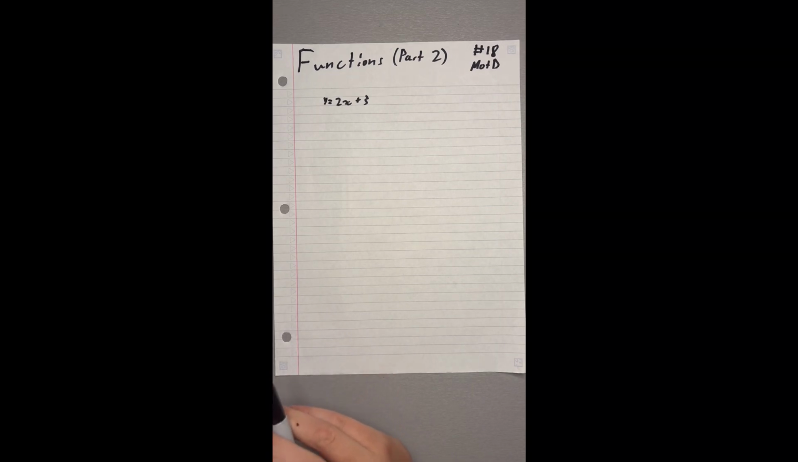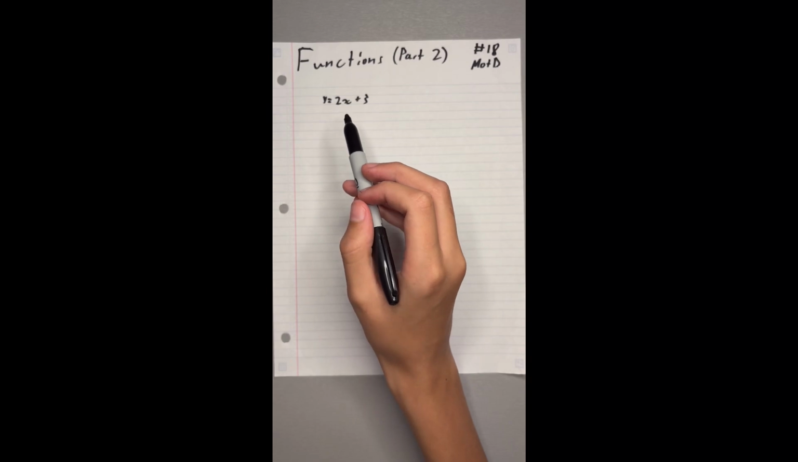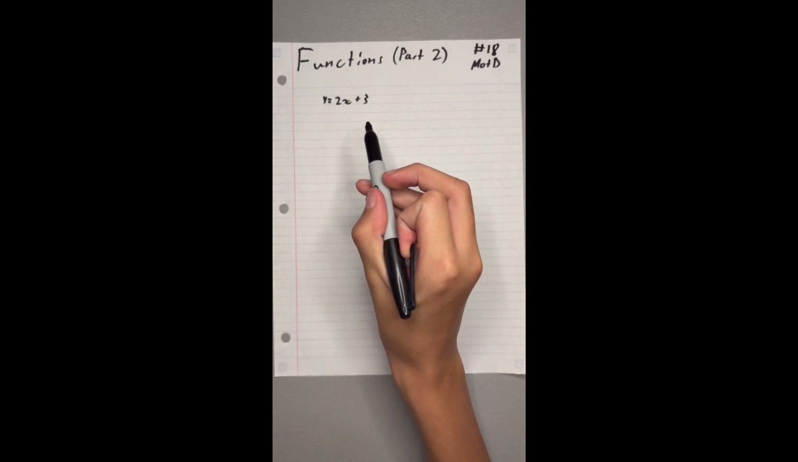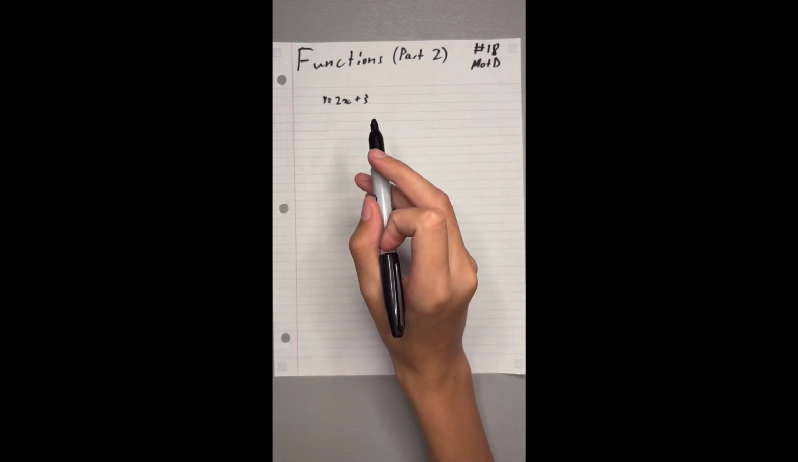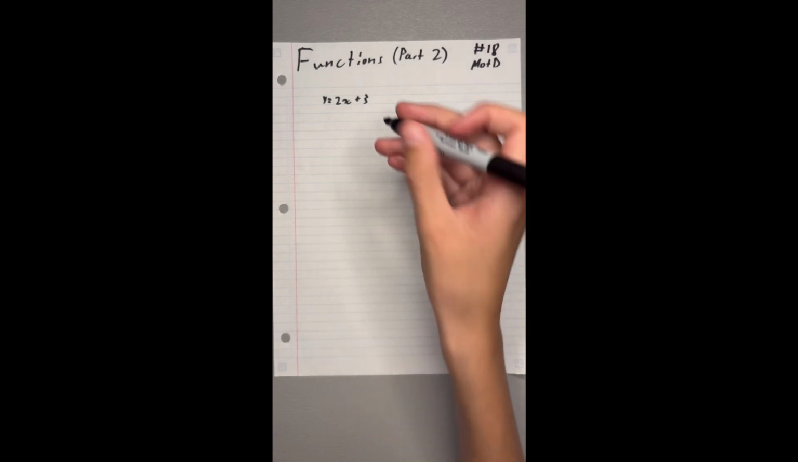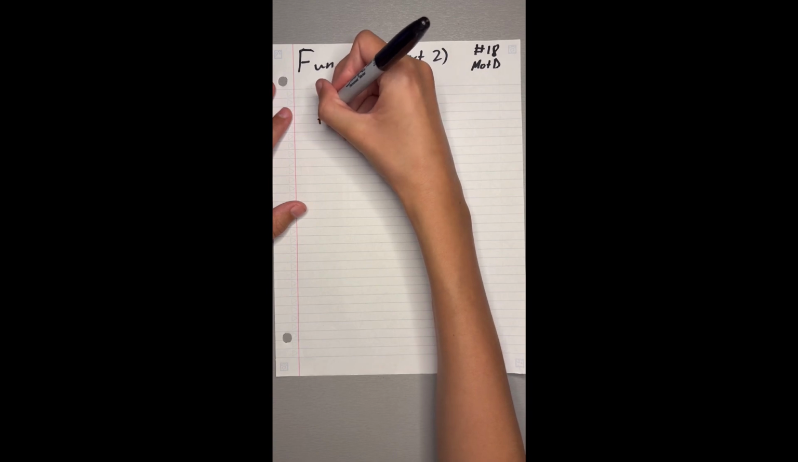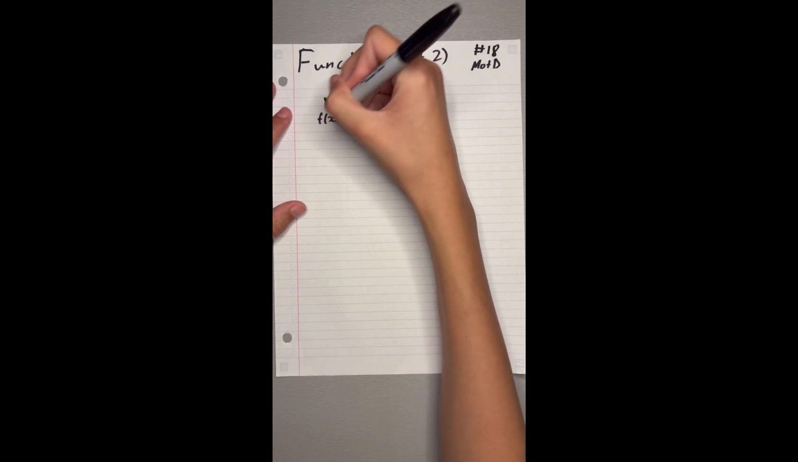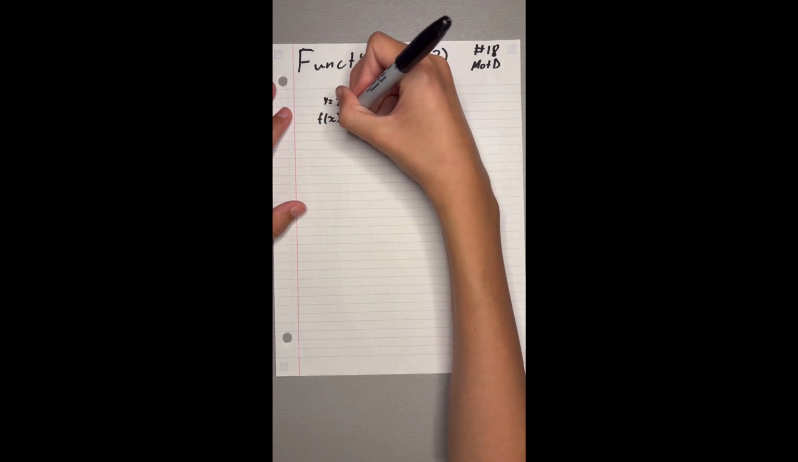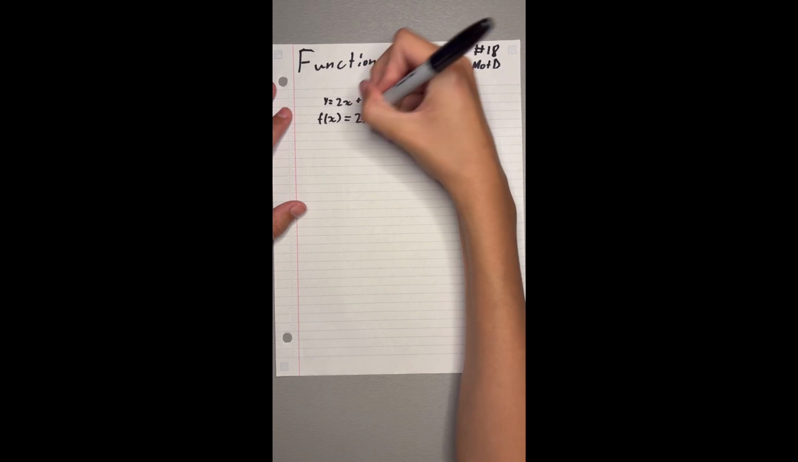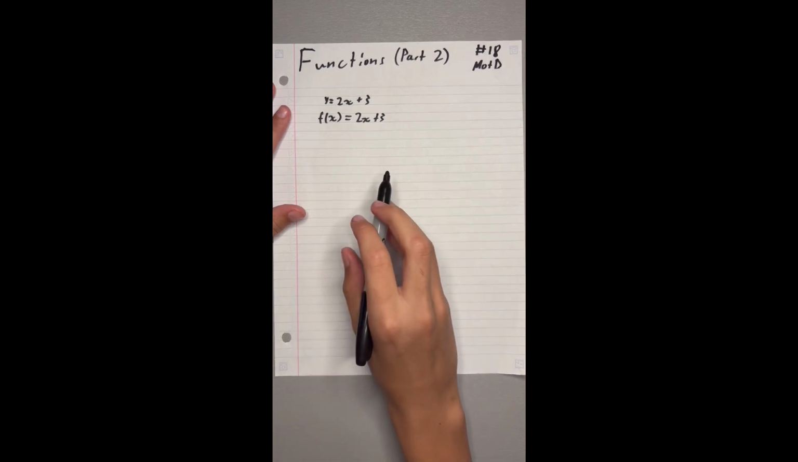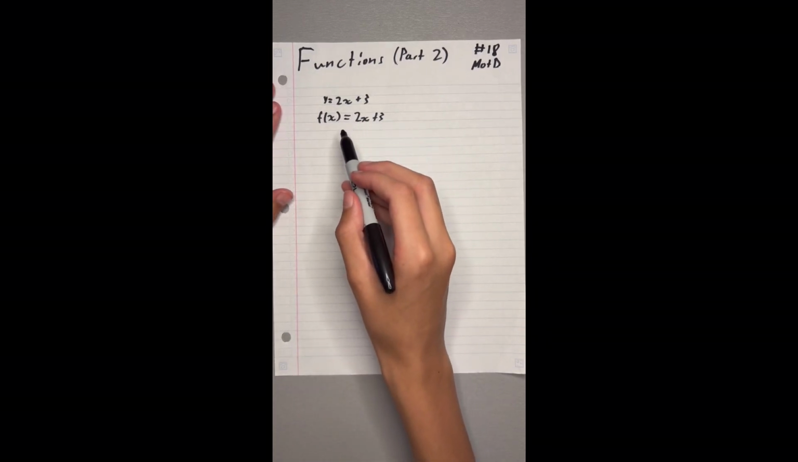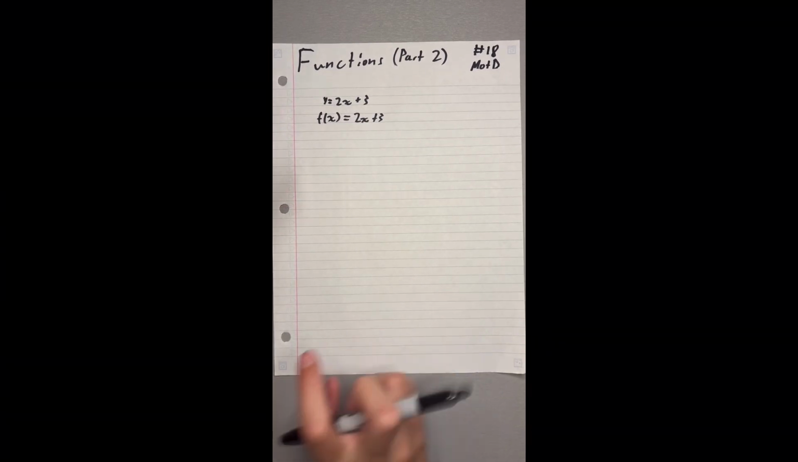To do this, we must replace the letter y with a letter and parentheses with x in it. The most common letter to use is f, so the rewritten equation will be f with parentheses x inside it, or f of x, is equal to 2x plus 3. This is an example of an equation written in function notation. Let's move on to checking if an equation is a function.